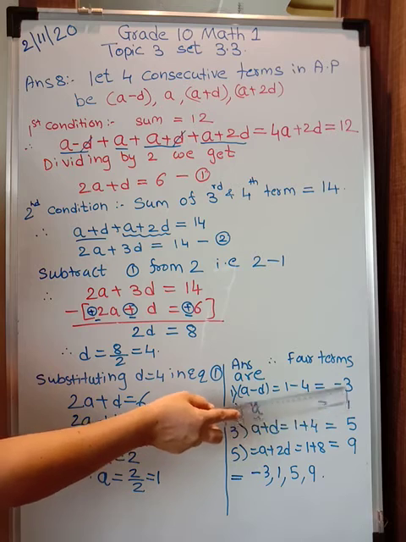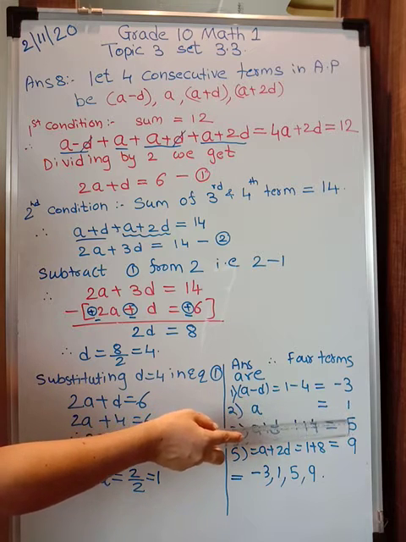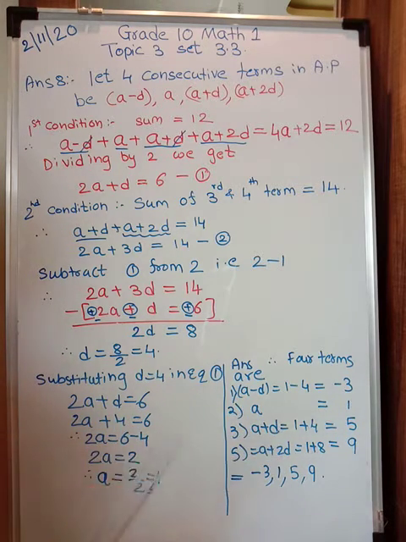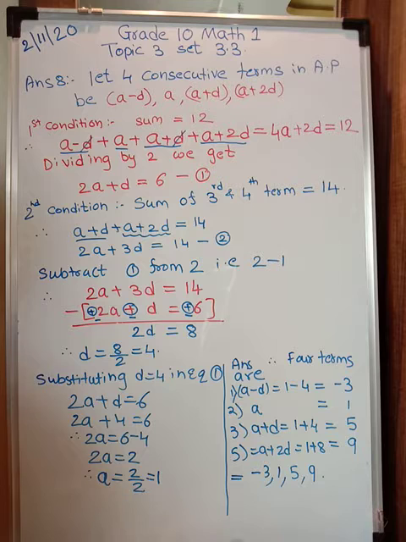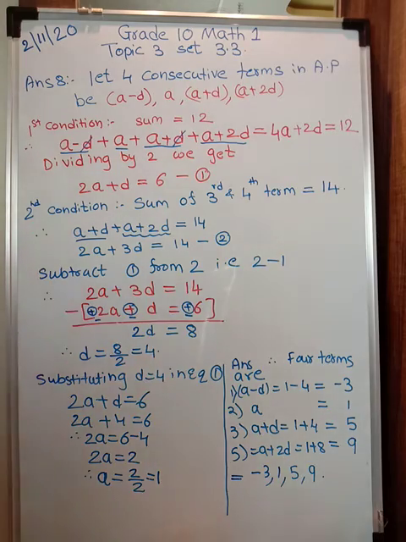Or you can find these two terms and then go on adding 4, 4. You get consecutive next terms. Alright. So your 4 consecutive terms in an AP are minus 3, 1, 5 and 9. These are first 4 terms. I hope it is clear. Let's go to the next problem.